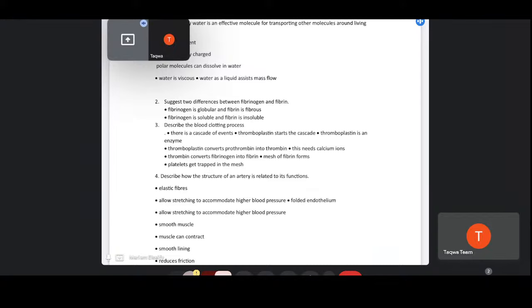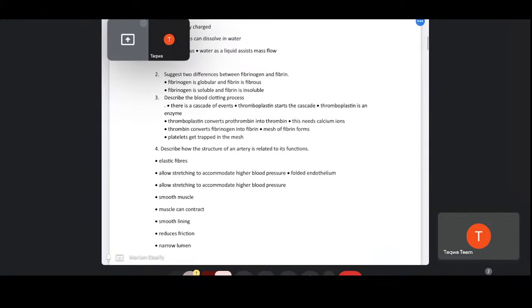There is another question which is having the same thing that we said right now. Describe the blood clotting process. So basically there is a cascade of events. The thromboplastin starts the cascade. Thromboplastin is an enzyme. The thromboplastin converts prothrombin into thrombin. This needs calcium ions. The thrombin converts fibrinogen into fibrin, as we said right now. So the mesh of fibrin forms and the platelets get trapped in the mesh.